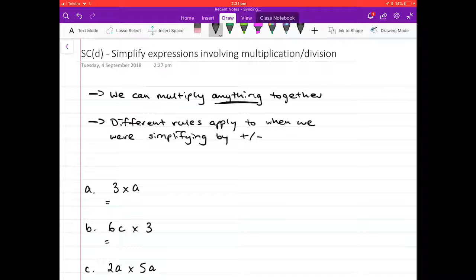Okay, success criteria D here, looking at simplifying expressions involving multiplication or division. This particular video, guys, is just going to look at the multiplication. We'll do part B here, looking at division, in a minute. What we need to understand is that we can multiply anything together.